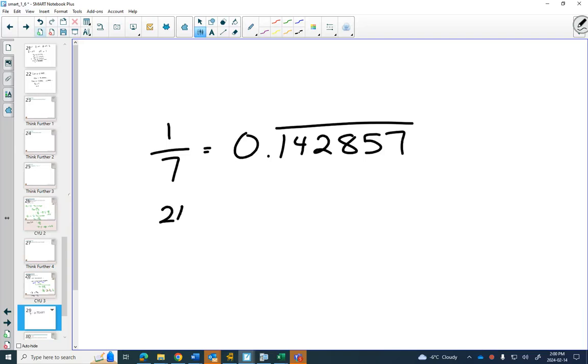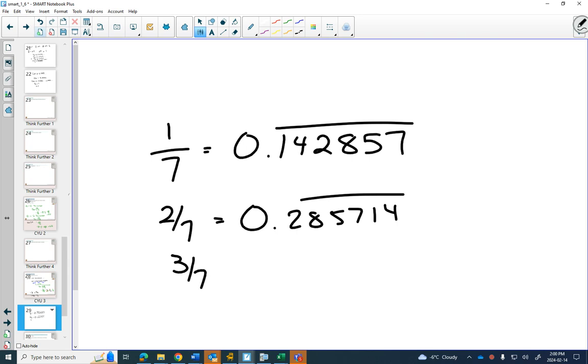And what's really cool about the 7s is that if you go to 2 sevens, 1 is the smallest number in this group of 6. What is the second smallest number in that group of 6? The 2. 2 sevens is 0.285714 repeat. 3 sevens, what's the next biggest number? The 4. It's 0.42857 repeat. And that happens for all the numbers. It's super cool. That's why it's my favorite fraction.